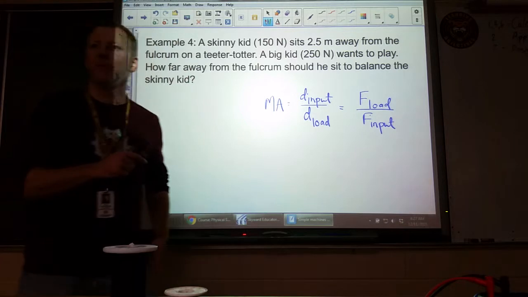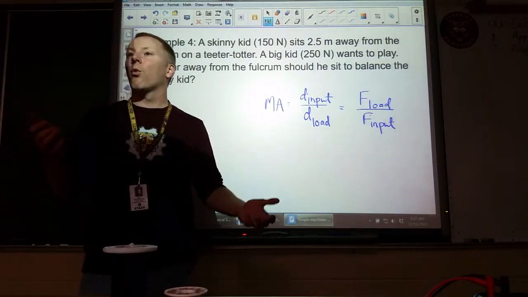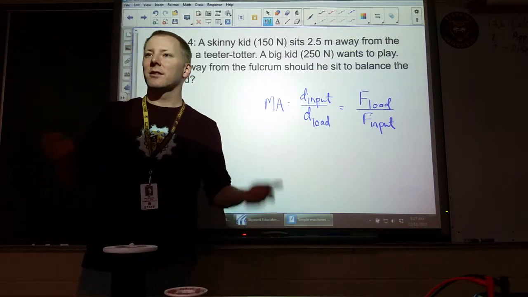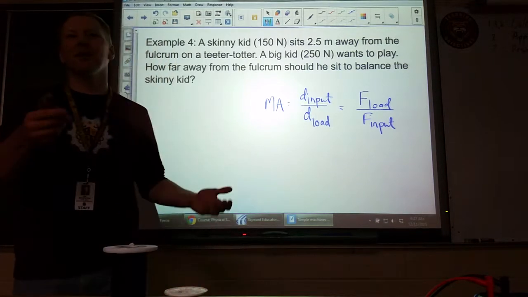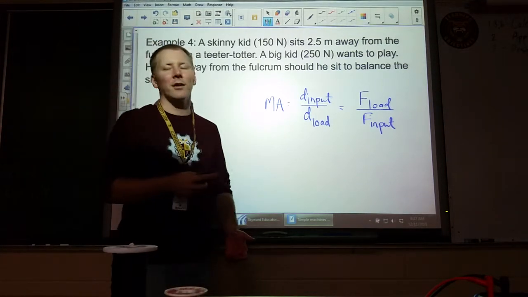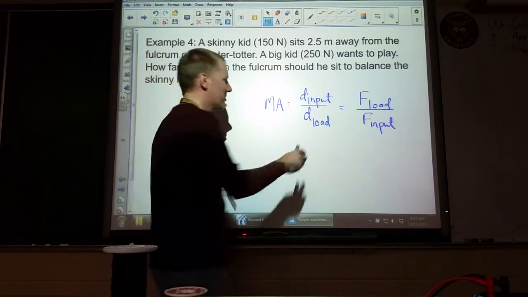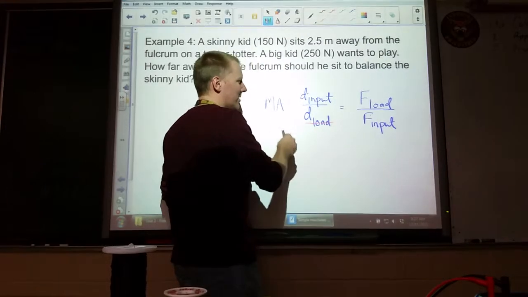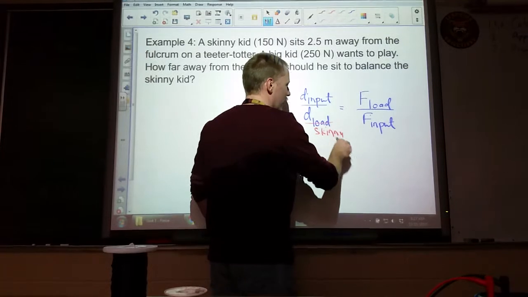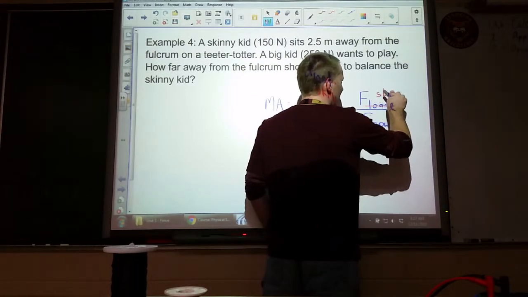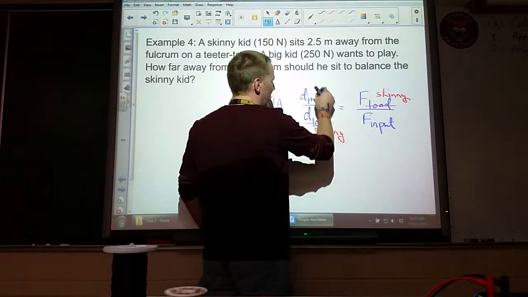Wouldn't the input be 2.5 meters for both? Well, that's what I was thinking. There's really not one that's the input and one that's the load since two people are involved. They're both sort of putting in some. So instead, as Caleb suggested, we're just going to say one of these is the skinny kid, one of these is a big kid. What he had picked was that the load would be skinny. So we're just going to replace the word load with skinny for this. And input will be our big kid.